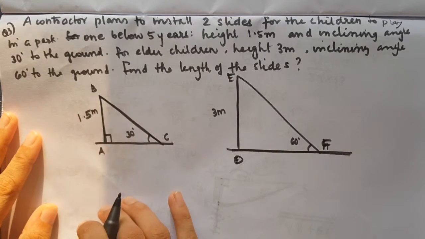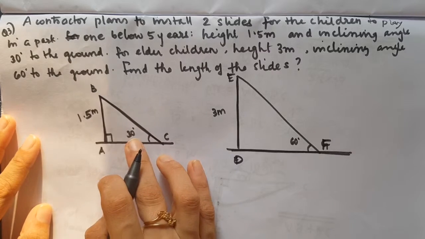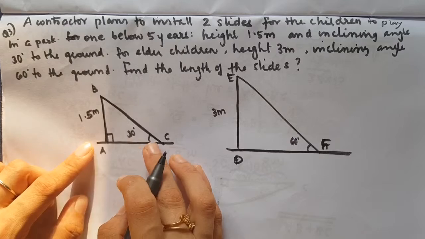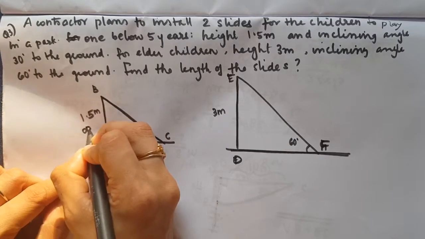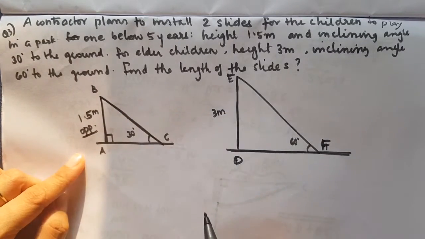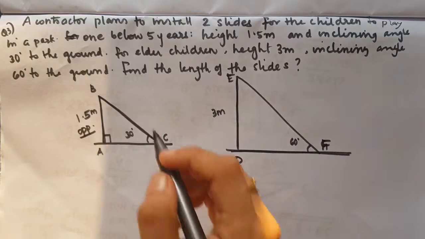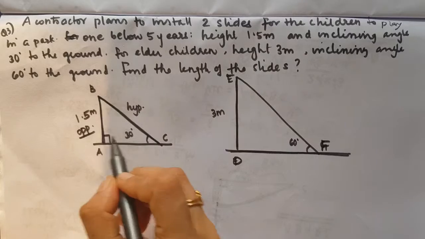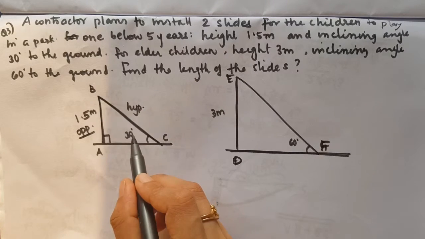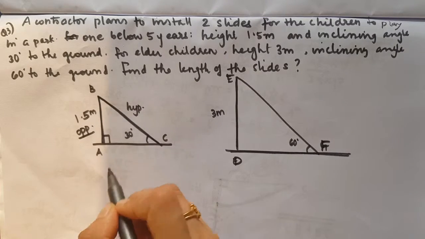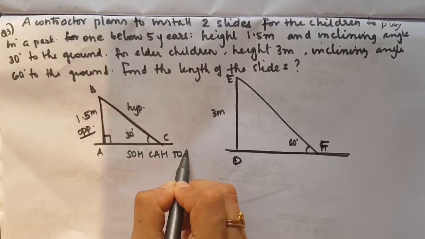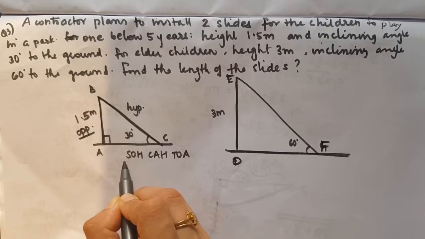So in this triangle ABC, the angle is given as 30 degree and the height, that is opposite, is given to us. Opposite is given as 1.5 meter. Now we have to find BC, that is the hypotenuse. So which ratio will we use to find the hypotenuse when opposite is given? So opposite and hypotenuse, so it's sine.